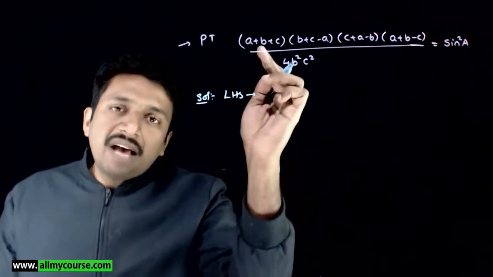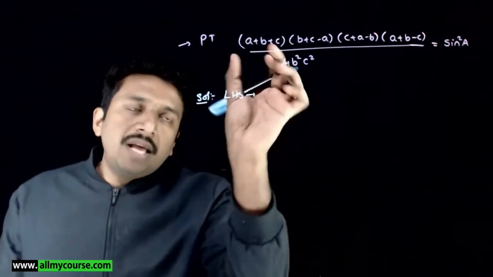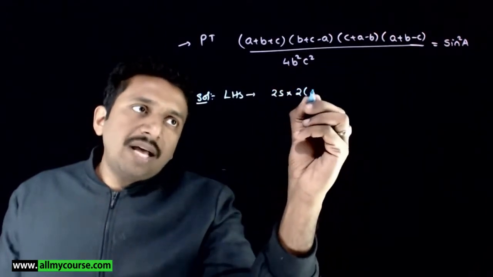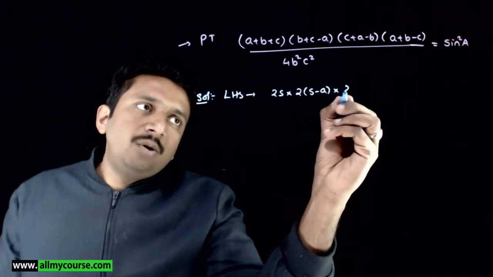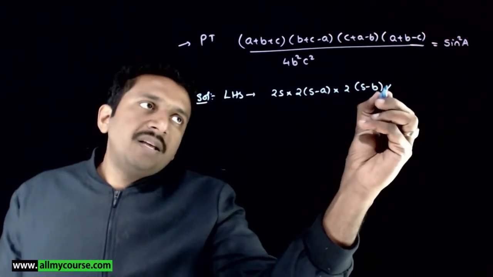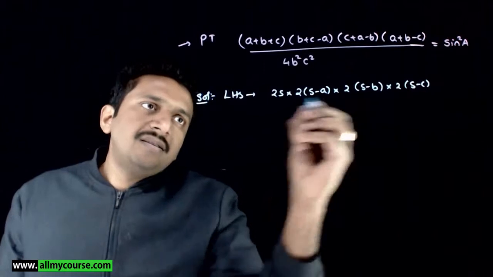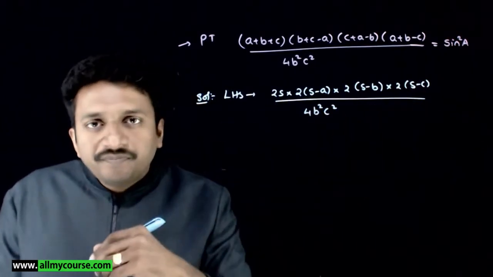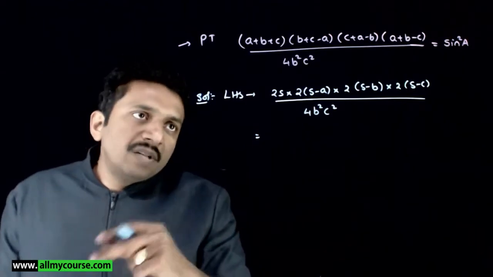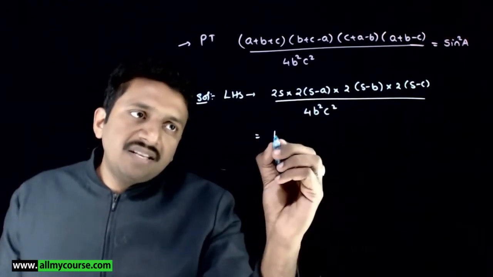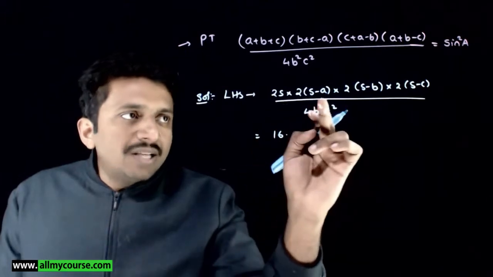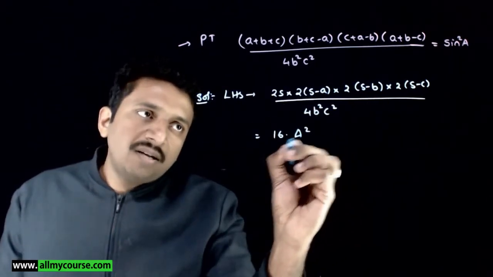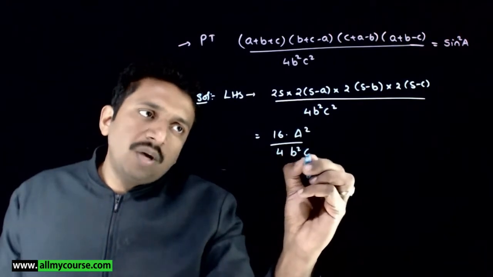The expressions that you have in the numerator are very standard expressions. A plus b plus c is nothing but 2s. B plus c minus a is 2 times s minus a, into 2 times s minus b, into 2 times s minus c, by 4b square c square. If you take these 2's outside, you have 16 s into s minus a into s minus b into s minus c. From Heron's formula, this is delta square by 4b square c square.